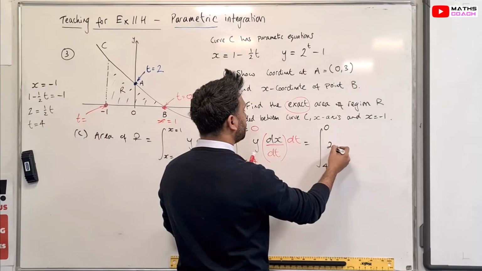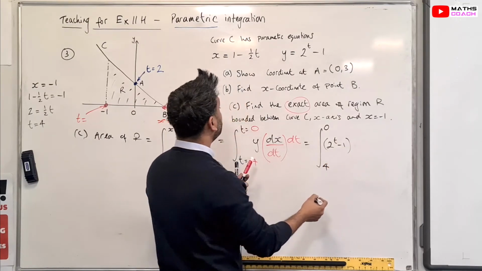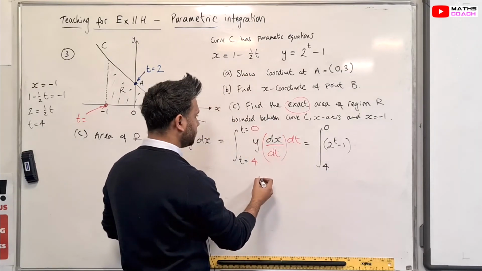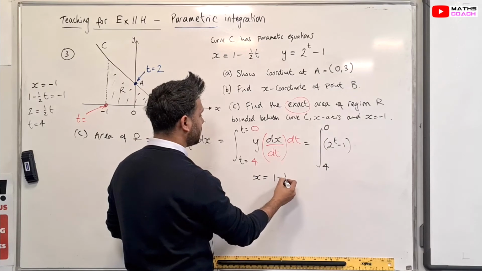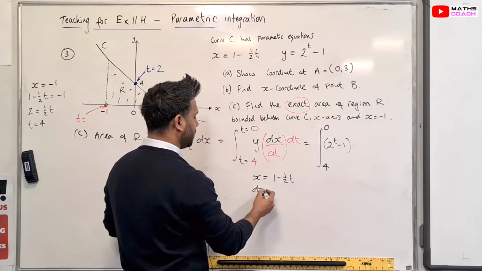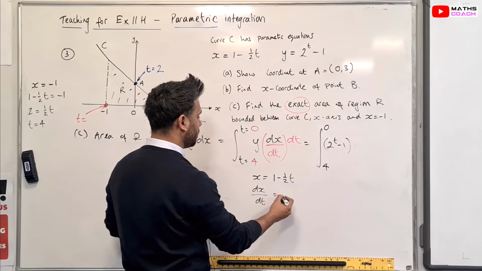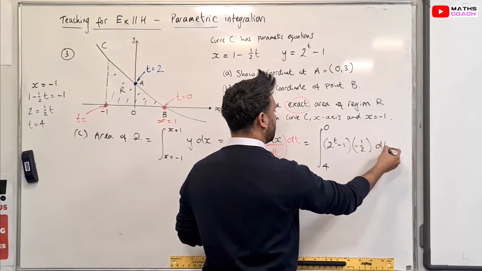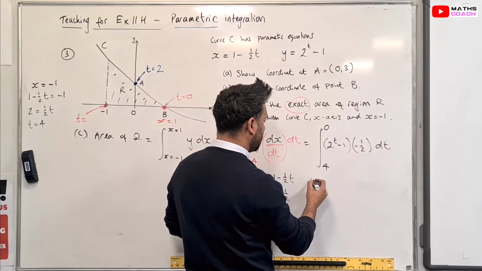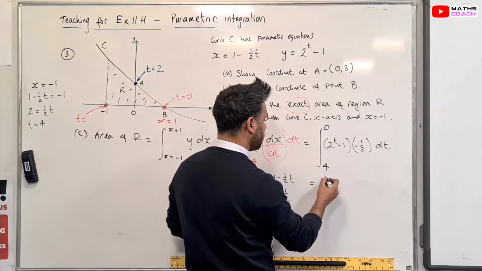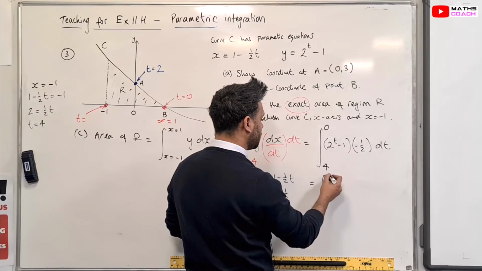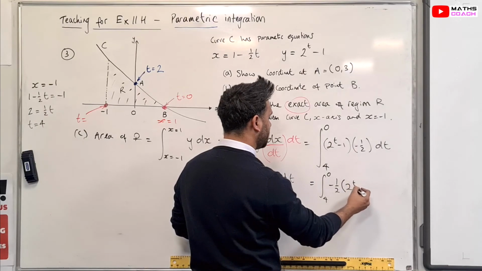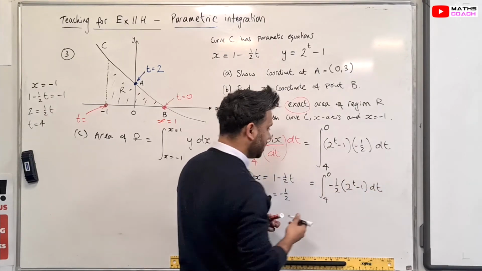y is 2 to the power t minus 1, multiplied by dx/dt. Since x equals 1 minus a half t, dx/dt is equal to minus a half. So here we'll have minus a half dt. To tidy this up, we have the integration from 4 to 0 of minus a half, bracket 2 to the power t minus 1, dt.